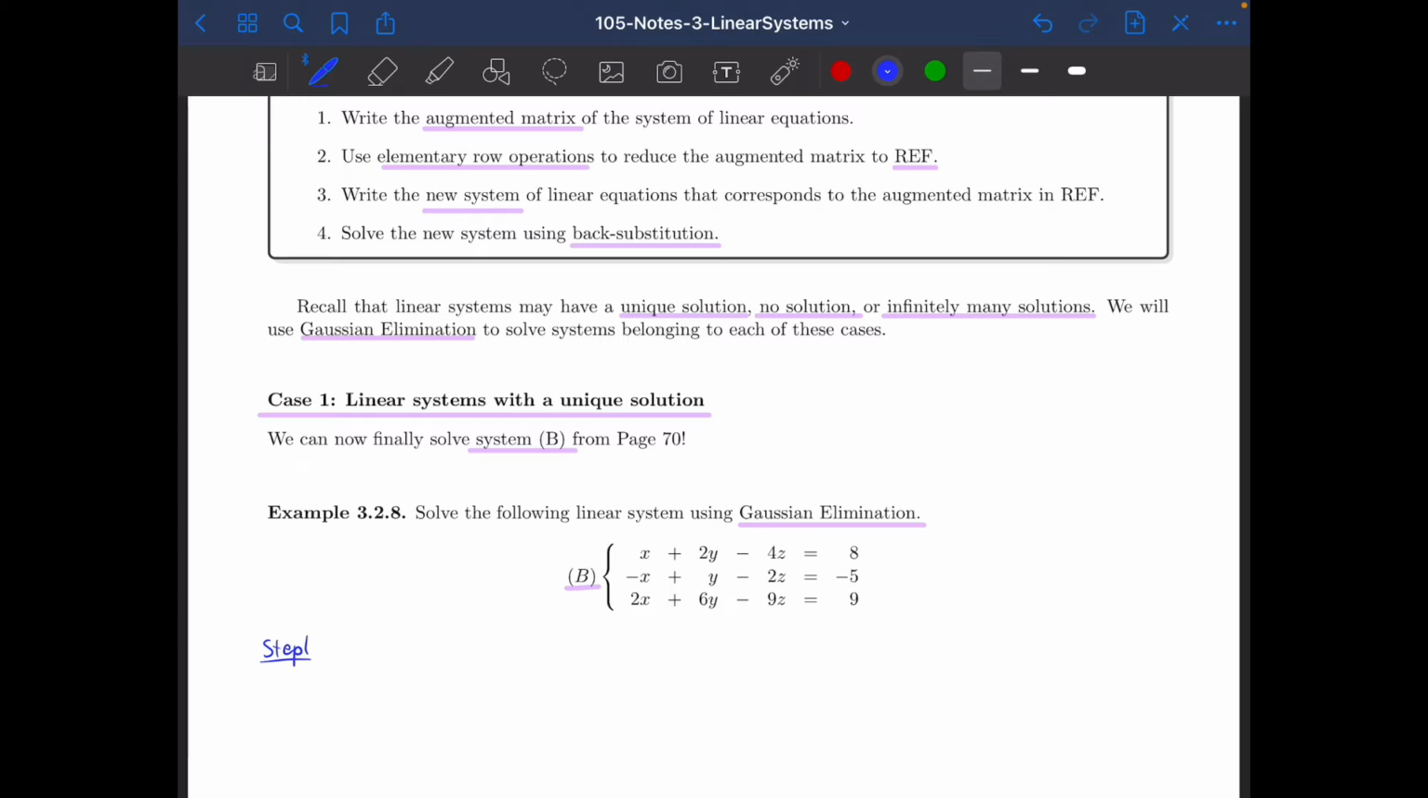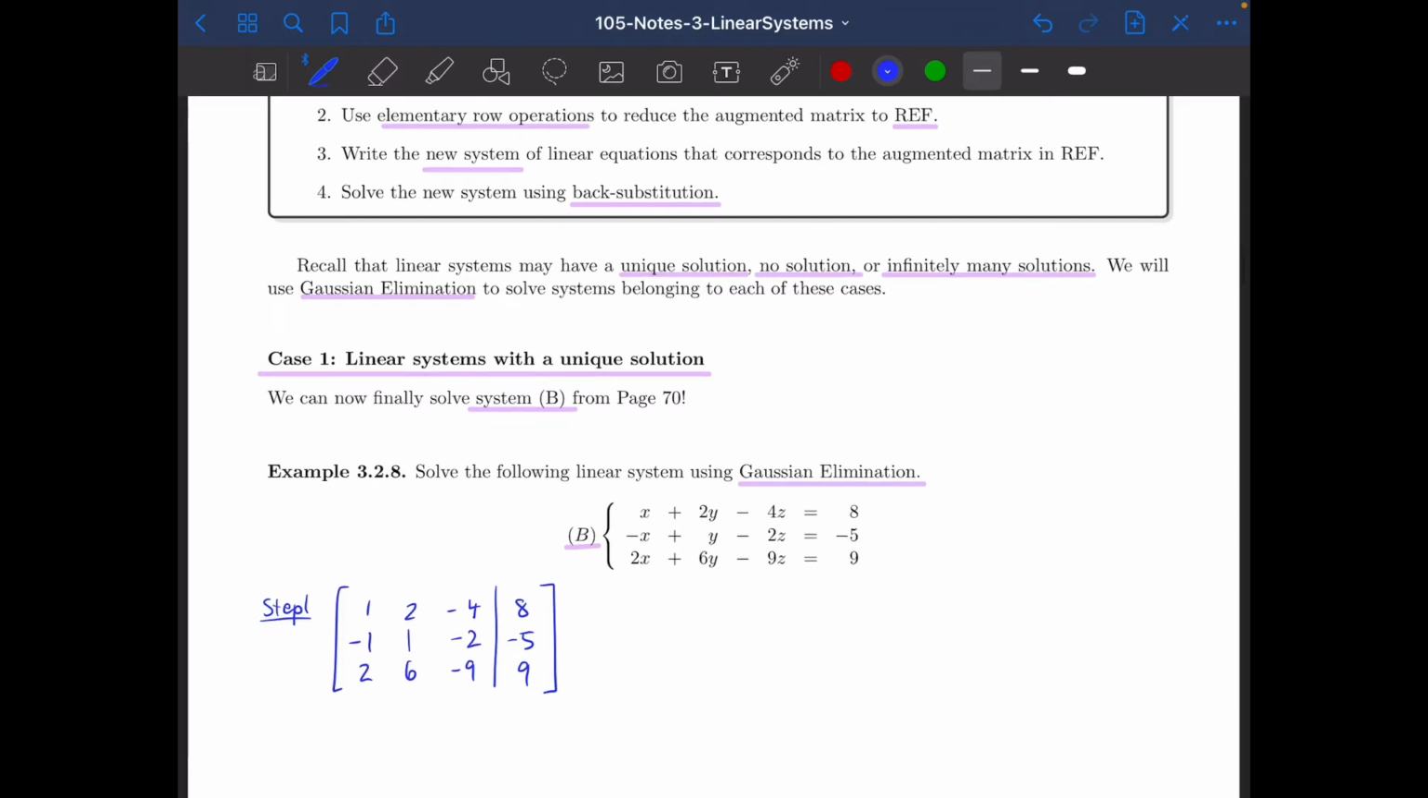So the first equation gives us the first row, 1, 2, minus 4, 8. The second equation gives us the second row, minus 1, 1, minus 2, minus 5. The third equation gives us the third row, 2, 6, minus 9, 9. That's step 1. That's the augmented matrix of the linear system.